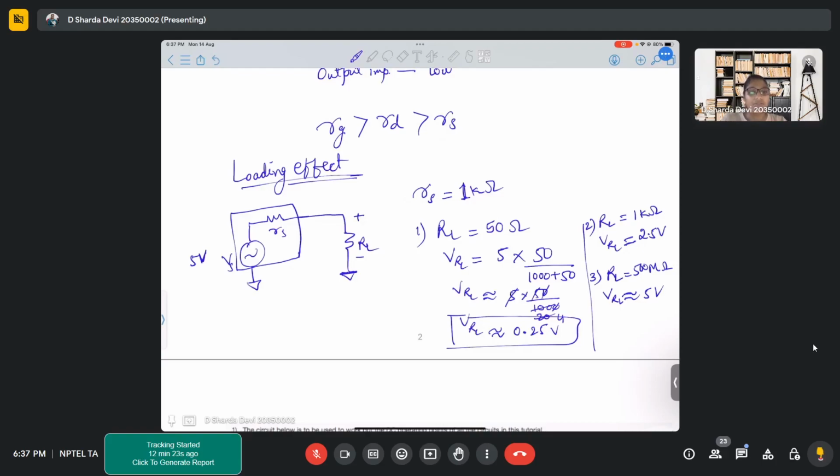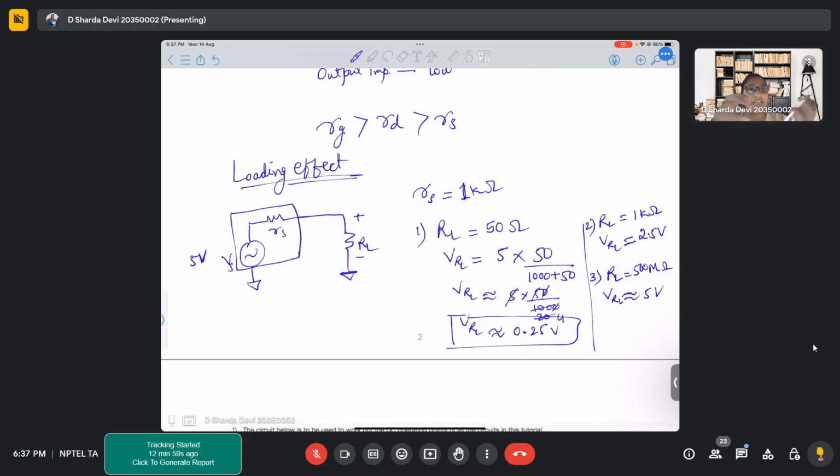This comes because of the different resistances and voltage sharing between the resistances. So when you are designing a circuit, you want to take the maximum out of your source, right? If you have a speaker and you want to use that speaker with a voltage source, you want the maximum voltage out of that voltage source to drop across your speaker, rather than it going to waste in the internal resistance of the source.